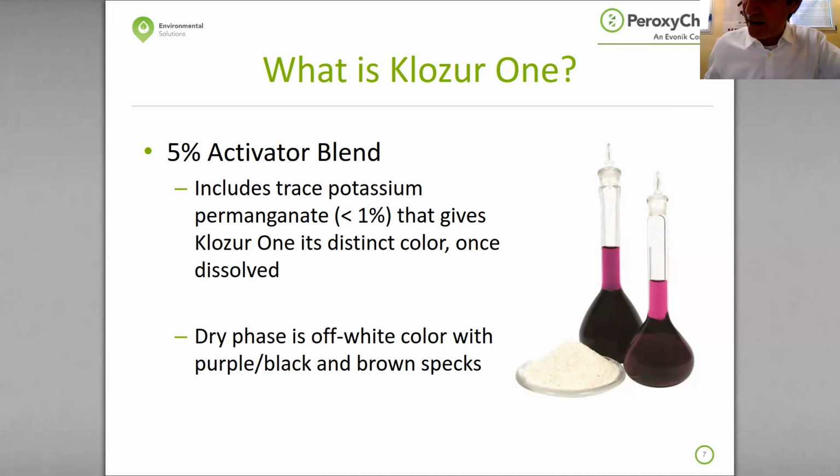We do not anticipate nor intend for this color to persist in the subsurface. To actually activate the sodium persulfate, we will want the more reduced oxidative states of manganese 7 to manganese 5 and so on. Thus, the initial solution is going to be pink to purple. But here you can also see that the dry phase is an off-white powder, with some darker specks mixed throughout.